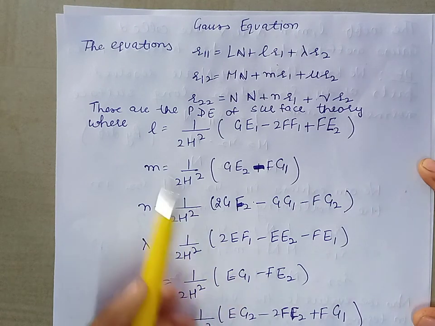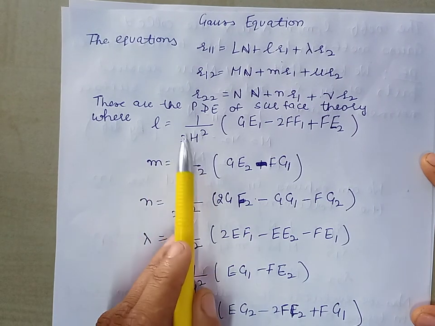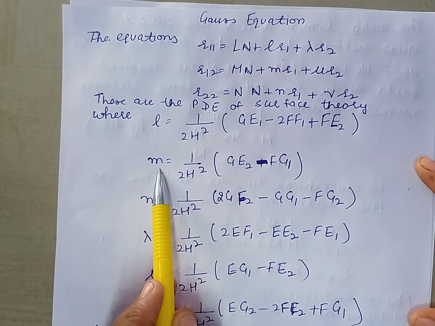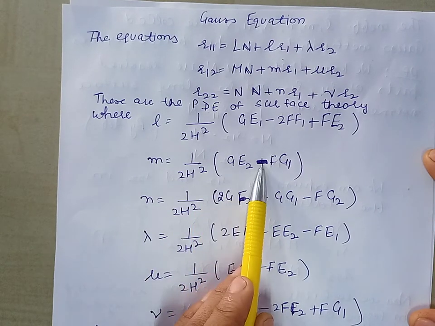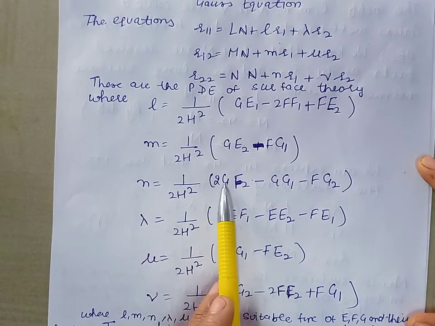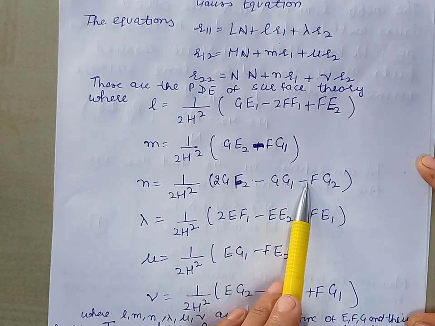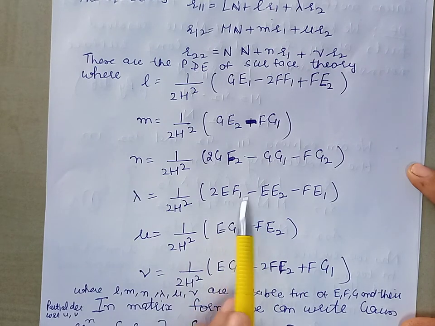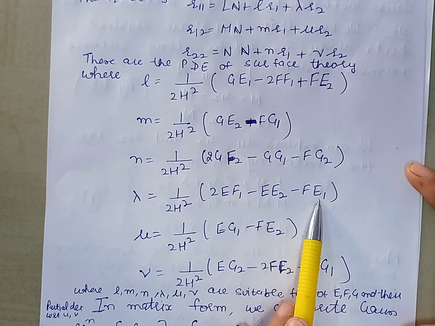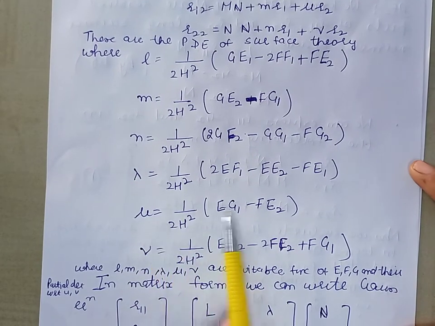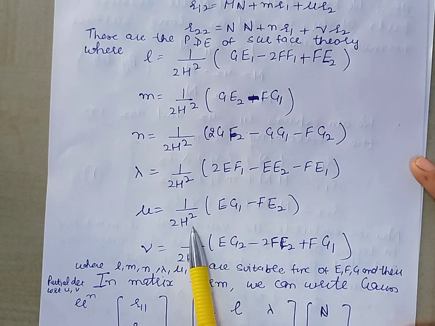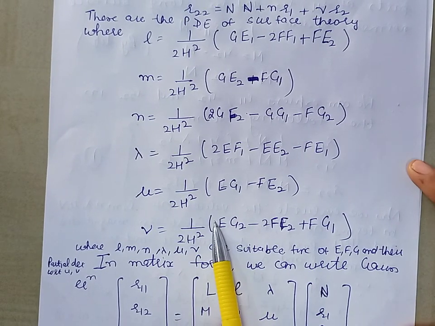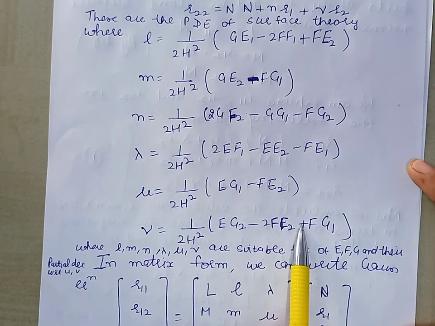These are given by L is equal to 1 upon 2h square into G E1 minus 2f F1 plus f E2. M is given by 1 upon 2h square into G E2 minus f G1. N is given by 2g F2 minus g G1 minus f G2 divided by 2h square. Lambda is given by 2e F1 minus e E2 minus f E1 divided by 2h square. Mu is given by e G1 minus f E2 divided by 2h square. Nu is given by 1 upon 2h square multiplied with e G2 minus 2f F2 plus f G1.